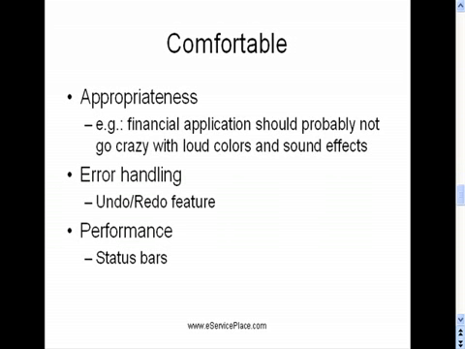Another feature for a good UI: it should be comfortable. It should have appropriateness. Is the application appropriate to what it says it's doing? For example, a financial application should probably not go crazy with loud colors and sound effects. And error handling. Nowadays people assume that an undo feature is part of any application. So whenever they make any mistakes, whenever they perform a critical operation, the application should give a warning message before they do it, and they should have an undo/redo feature in case they make a mistake.